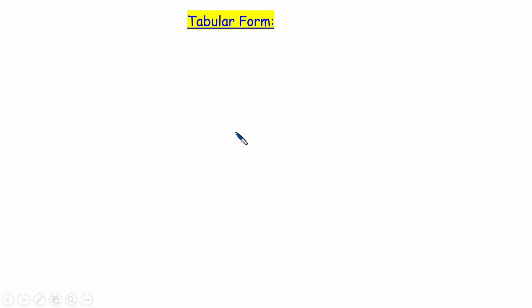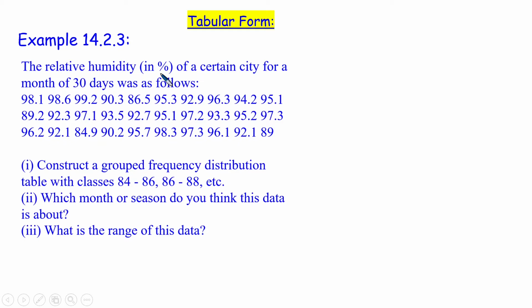So what is tabular form? Suppose I am taking this example from your book only. The relative humidity in percentage of a certain city for a month of 30 days was as follows. So these are the data taken: relative humidity 98.1%, very humid, 98.9, 99.2 and so on. And what is the question asked? Construct a group frequency distribution table with class size 84 to 86. So from 84 to 86, you collect the data which lies between this, then 86 to 88, etc.